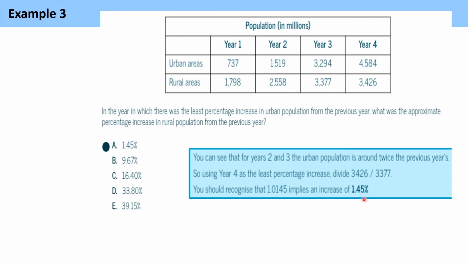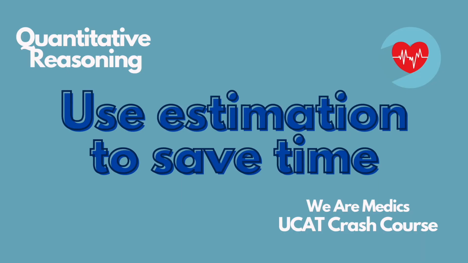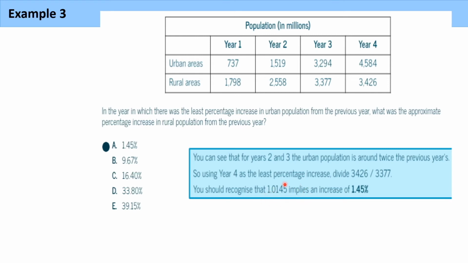The thing you can consider here is that you could probably work out that it's 1.45% without actually using a calculator and finding this value. Because if you try to just divide 3,400 by 3,300, it's a lot smaller than any of these values here. So by process of elimination, you should really be able to figure out that the answer is A without needing to use the calculator that they've provided.